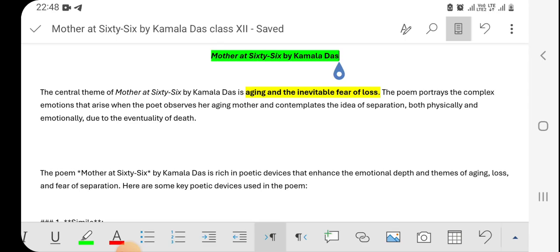At the same time, the other key themes of the poem are: first one, mortality, the transient existence of human beings in this world. Second one, a child's affection towards his or her mother. Third, death that is inevitable. Fourth, fear of loss and separation.